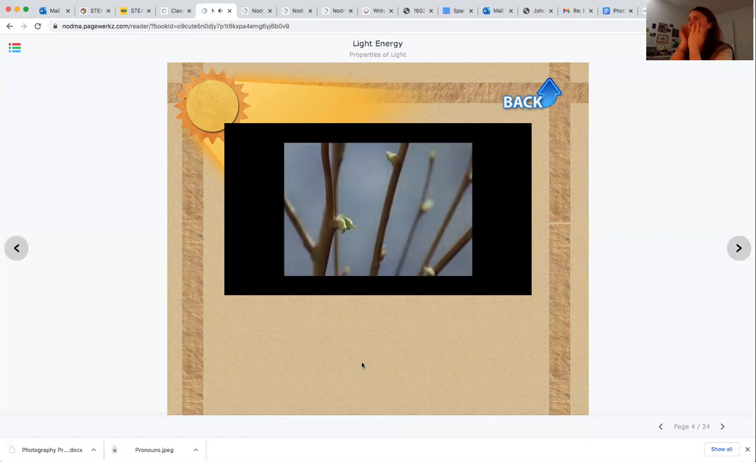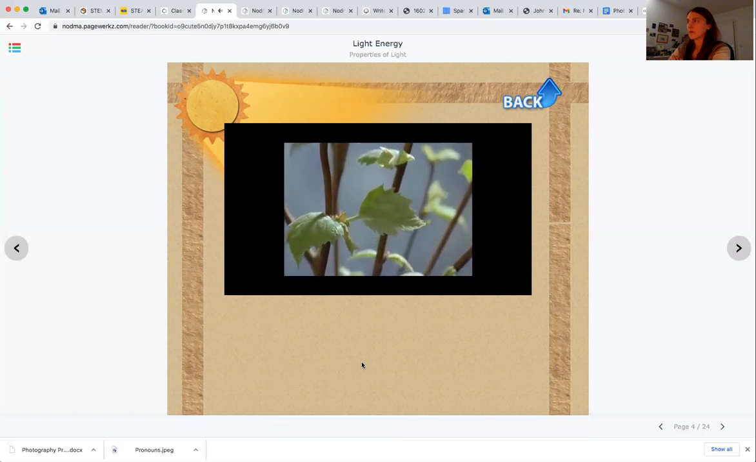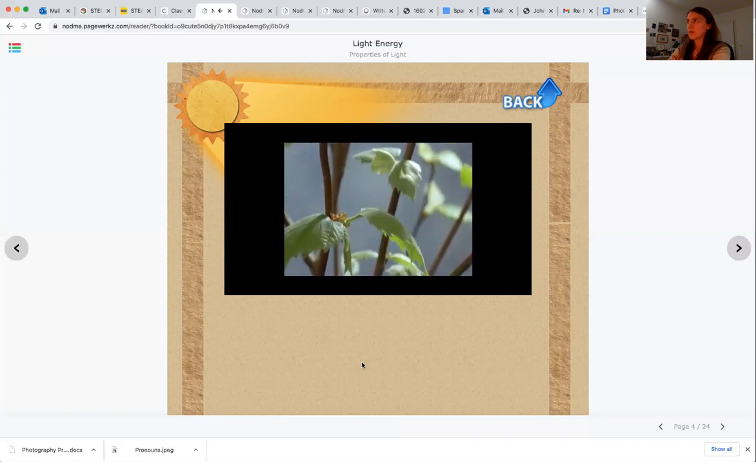Another plant, and it grows out of it instead of you. What questions do you have about this growth of these leaves and light energy?